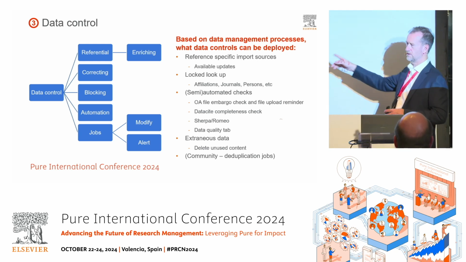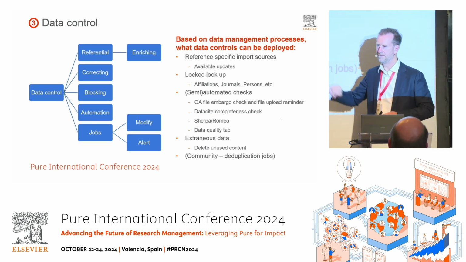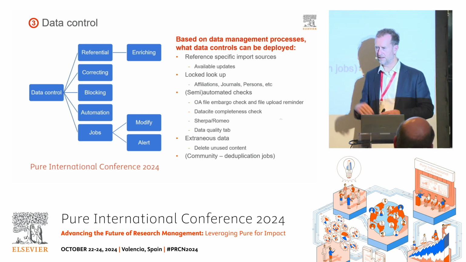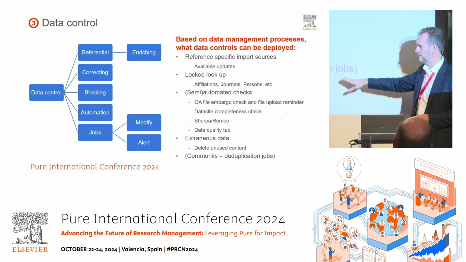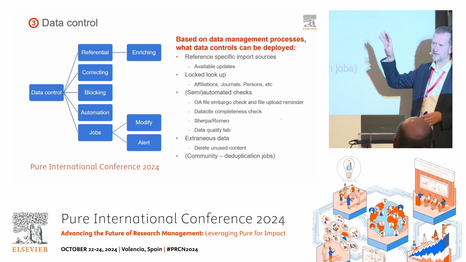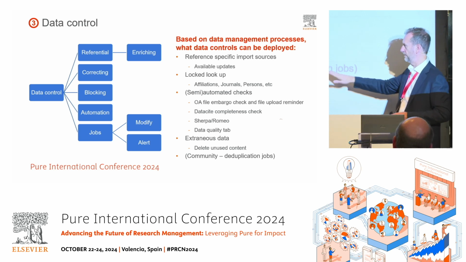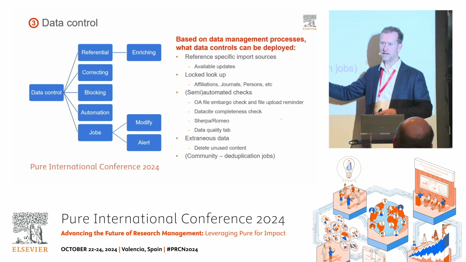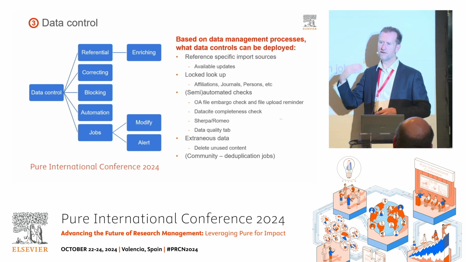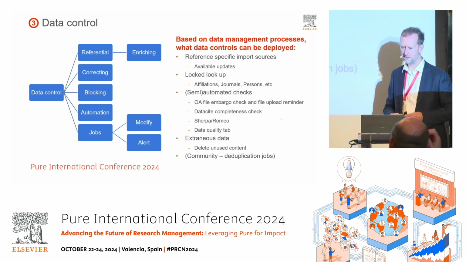So being able to batch delete unused content, that's a super handy feature that can actually reduce the number of duplicates for you. And for community customers, we have a whole host of different deduplication jobs specifically for each content type. And we're definitely thinking about making these available to every customer, because we know that there's still challenges when it comes to managing data quality and duplicates.